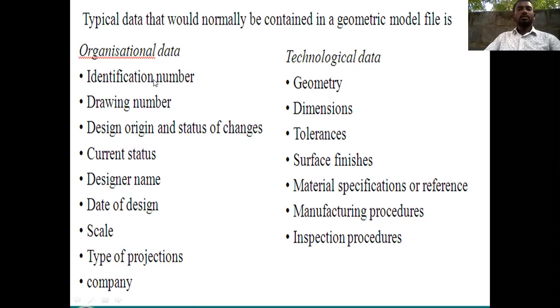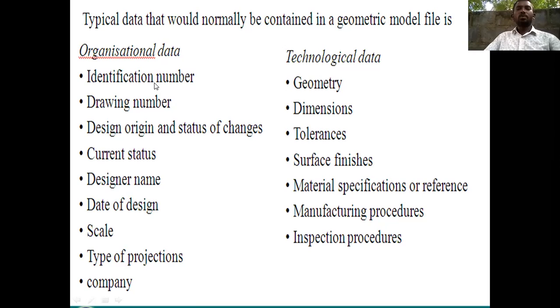So in data structures, this one is the total data structure: this is the organizational data, this is the technological data. Technological data means, see here, geometry, dimensions, tolerance, surface finishing, material specifications or references, manufacturing procedures, inspection procedures. So these are the technological data. Technological data in data structures generally go to some software.